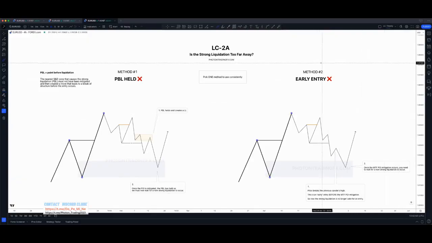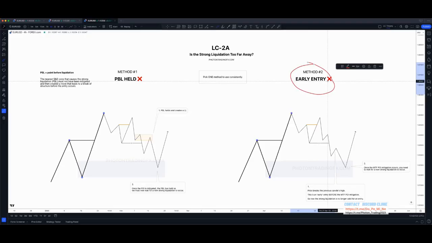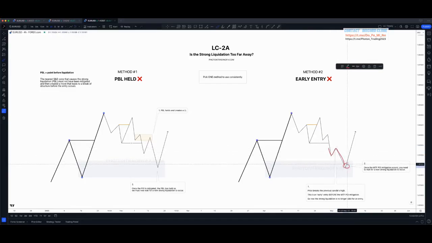I would say in theory, I could be wrong, but in theory, this approach to me would seem more conservative, because I'm happy if price does give that early entry, but then comes in here. I'm still happy to trade that liquidation. Whereas if you use this method, then obviously it's no longer valid. I personally use the PBL method.